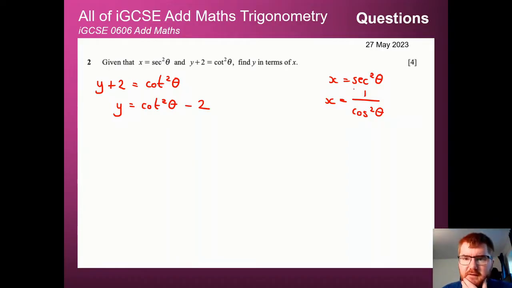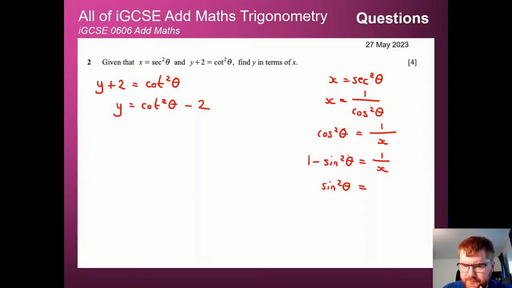Now we can do a little bit of rearrangement here to fit it into this cot squared theta. So we can then say that cos squared theta is equal to 1 over x. So just times by cos squared theta, dividing through by x. So that's useful. We're going to need that later on. Remember that cos squared theta is also equal to 1 minus sine squared theta. Again, all from the formula sheet here. So that's equal to 1 over x. And again, we can rearrange this slightly. So we get sine squared theta equals 1 minus 1 over x.